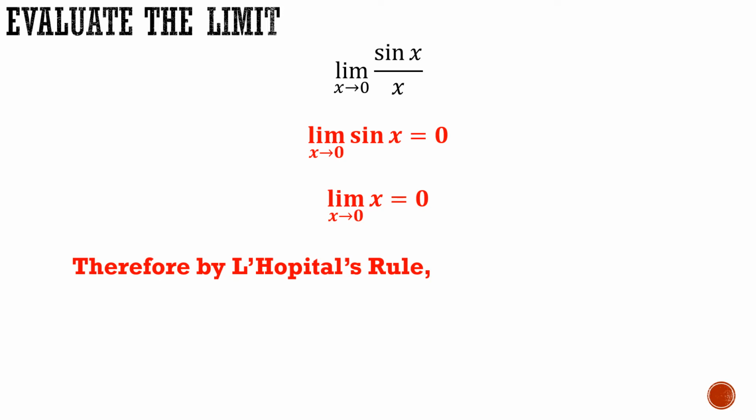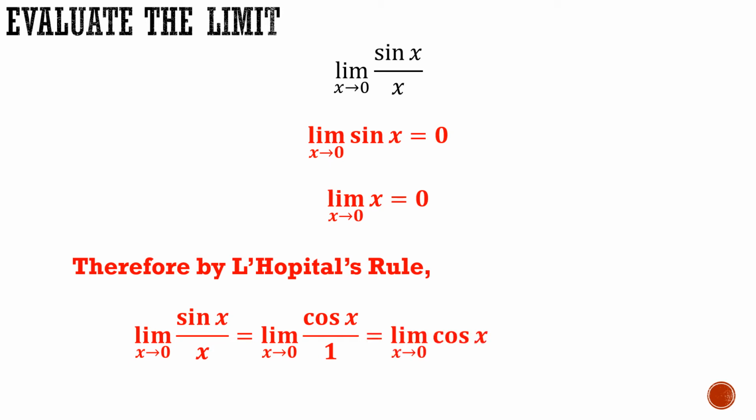So then I can use L'Hopital's rule, and I could take the derivative of the top over the derivative of the bottom. So again, I have the limit as x approaches 0 of sine x over x. If I take the derivative of the top, I get cosine x, and the derivative of the bottom is 1. Once I do that, I can simply plug in my limit. So I'll plug in 0, and I get cosine of 0, which we all know is 1.